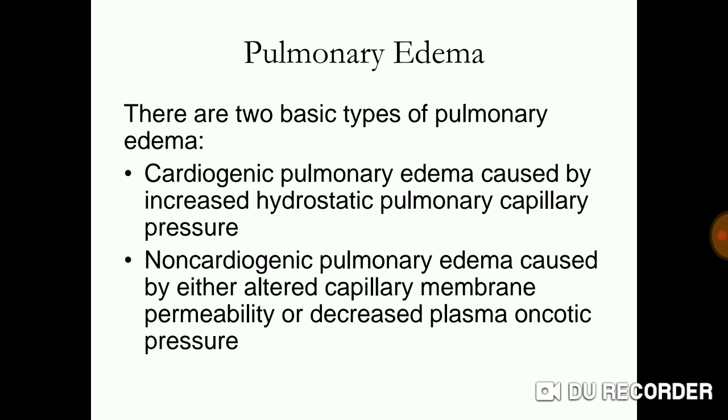Next is pulmonary edema. There are two basic types of pulmonary edema: cardiogenic pulmonary edema and non-cardiogenic pulmonary edema. Cardiogenic pulmonary edema is caused by the increased hydrostatic pulmonary capillary pressure. Non-cardiogenic pulmonary edema is caused by either altered capillary membrane permeability or decreased plasma oncotic pressure.